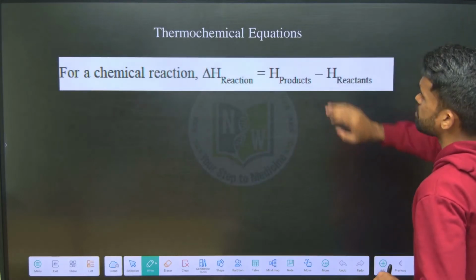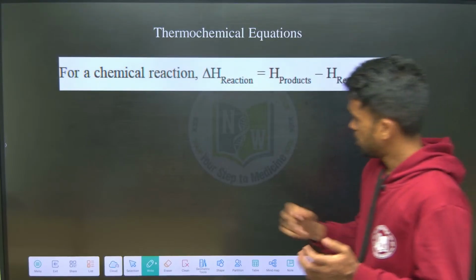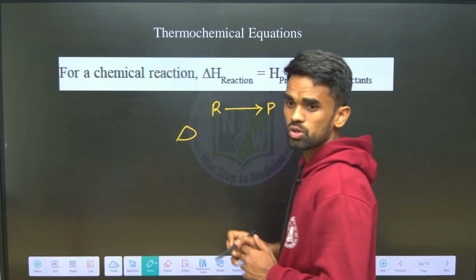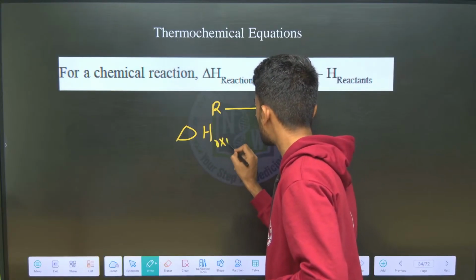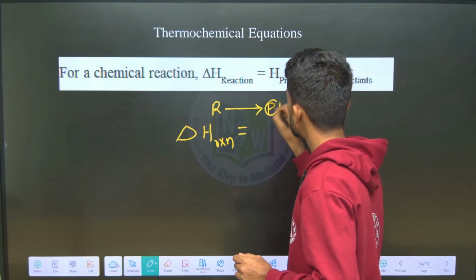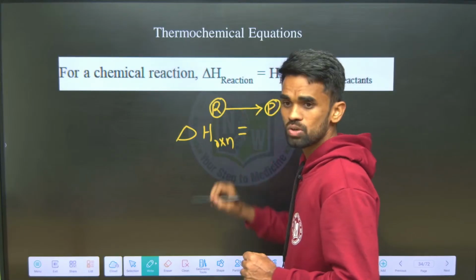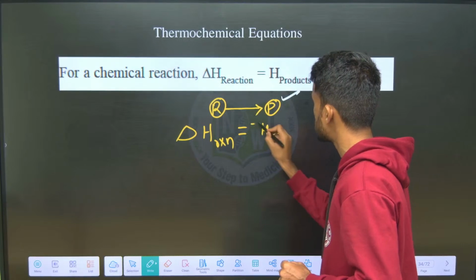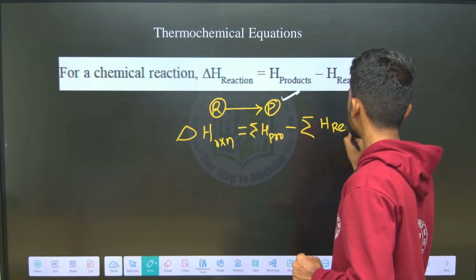Next we will be studying about thermochemical equations. So during chemical reactions, what is the heat change? For example, reactants are converting into products. During this process, what is the enthalpy change? That is what we are calling enthalpy of reaction. If enthalpy of formation of products and reactants are given, what you need to take is summation of enthalpy of products minus summation of enthalpy of reactants.